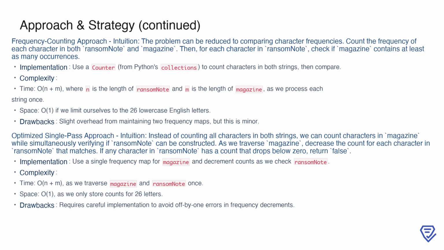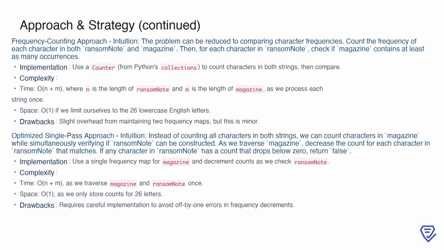This approach processes each string only once, giving it a time complexity of O(n + m), where n and m are the lengths of ransom note and magazine, respectively. In terms of space, it's quite efficient as we only need to account for 26 lowercase letters, resulting in constant space usage. While this method is slightly more memory intensive due to maintaining 2 frequency maps, the overhead is small.